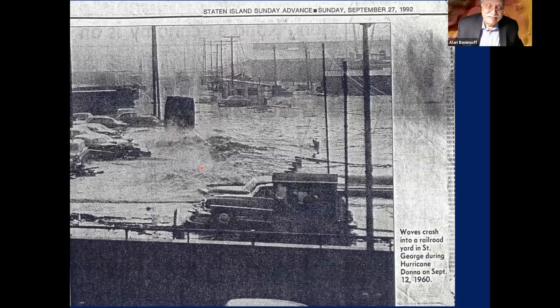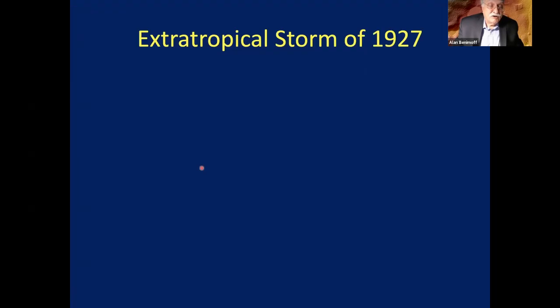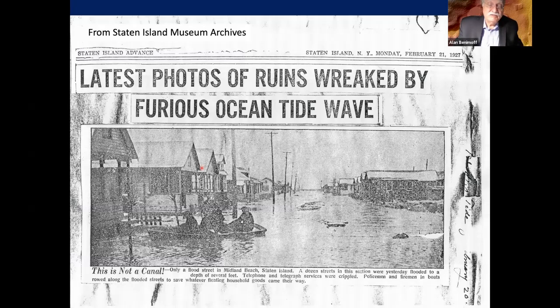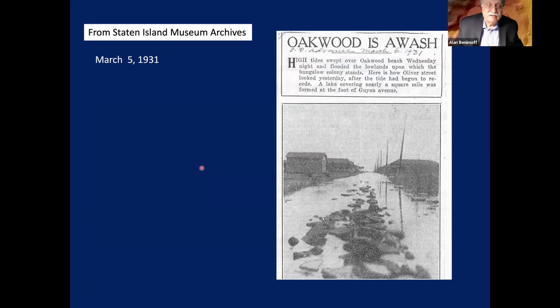There's a hurricane in 1960. This is the St. George area, the storm surge that's shown there. And then here's one from 1960, a boat in a harbor. There was an extratropical storm of 1927, and you could see what happened here on the southeastern part of Staten Island. And they talked about it, and more.